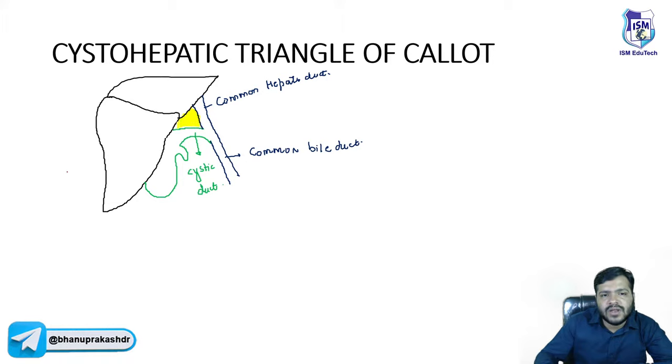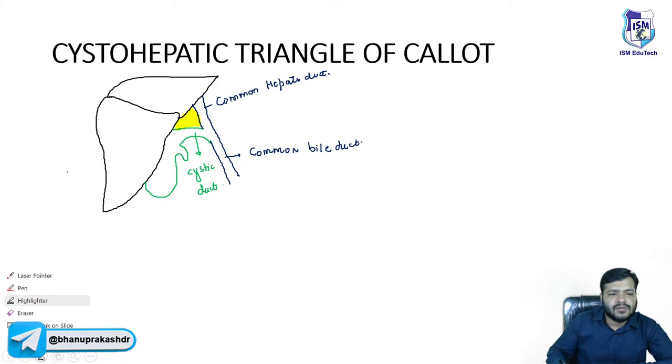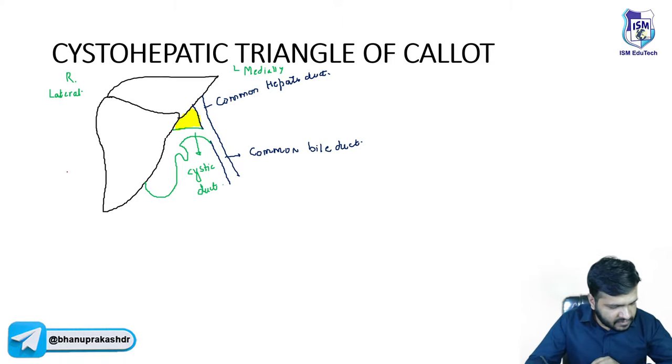Now you guys are going to tell me the boundaries. To the right, to the left, medially, laterally, and the base of the triangle, it is formed by what? Medially, what is present medially? Look, if this is the right side and this is the left, then obviously this one will be medial according to the body. And what will the right side be? Lateral. So you guys are going to tell me what is present medially.